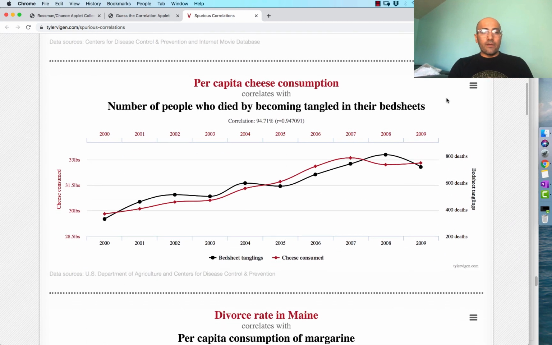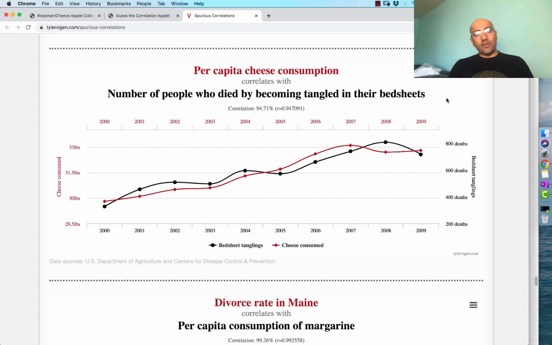Here's another one. Per capita cheese consumption, how much cheese we're eating per person, and the number of people who die by becoming tangled in their bed sheets. That's a weird way to die. But look at their correlation, 0.94. They're strongly correlated. When one goes up, the other goes up. When one goes down, the other goes down. But it's silly to think that one causes the other, right?